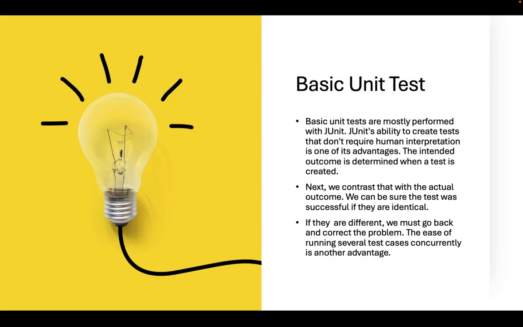Okay, second, we have basic unit tests. Basic unit tests are mostly performed with JUnit. JUnit's ability to create tests that don't require human interpretation is one of its advantages. The intended outcome is determined when a test is created. Next, we contrast that with the actual outcome. We can be sure that the test was successful if they are identical. And if they are different, we must go back and correct the problem. The ease of running several test cases concurrently is another advantage.